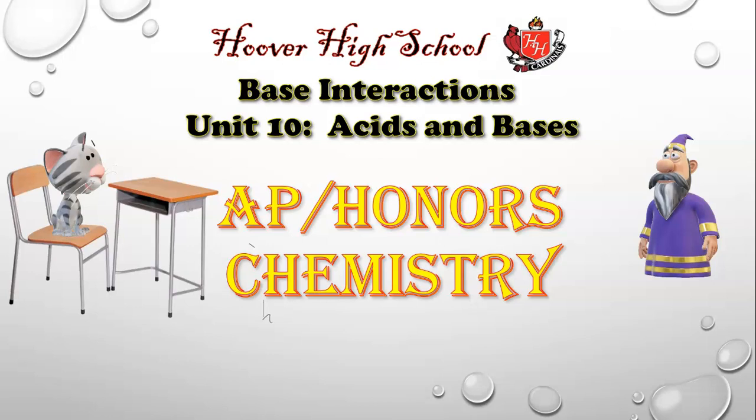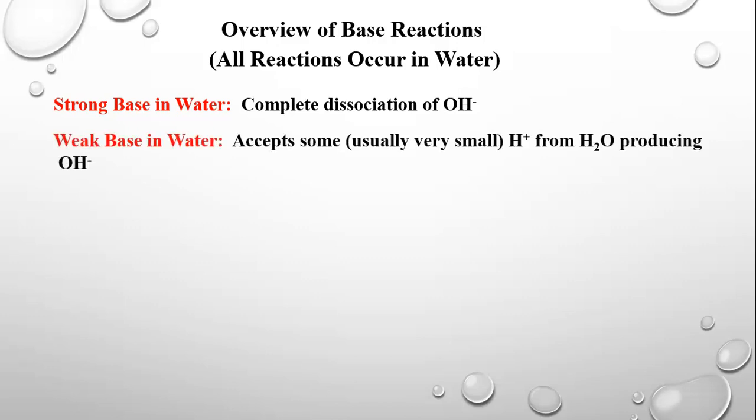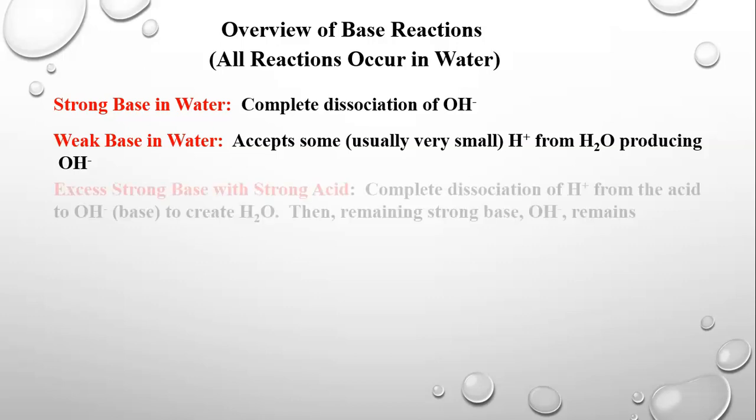All right, chemistry, so we're following up our lesson on acid interactions with a similar lesson on base interactions. So, strong base in water, we've talked about this already, it's just going to completely dissociate into hydroxide ions, and hydroxide ions are what define a basic solution. Weak base in water accepts some, usually a very small number of protons from a water molecule. They basically break a water molecule in two, and that leaves behind the OH minus from the water molecule, and that's hydroxide. That's a basic solution as well.